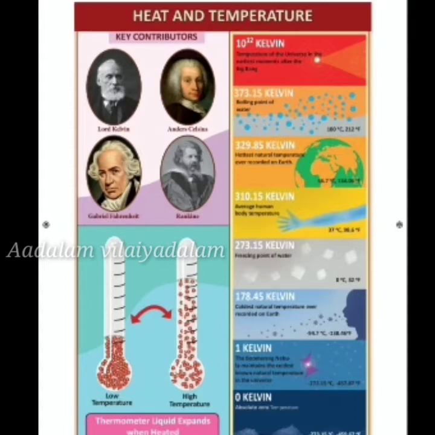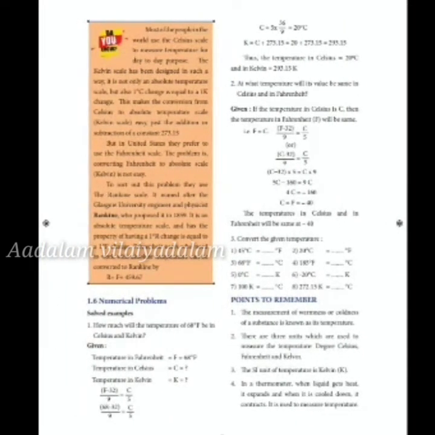See how the liquid expands when heated. Thermometer liquid expands when heated. This is the low temperature. At high temperature, the mercury level increases, with the help of which the temperature is recorded. Now, here are a few problem sums which have been converted.